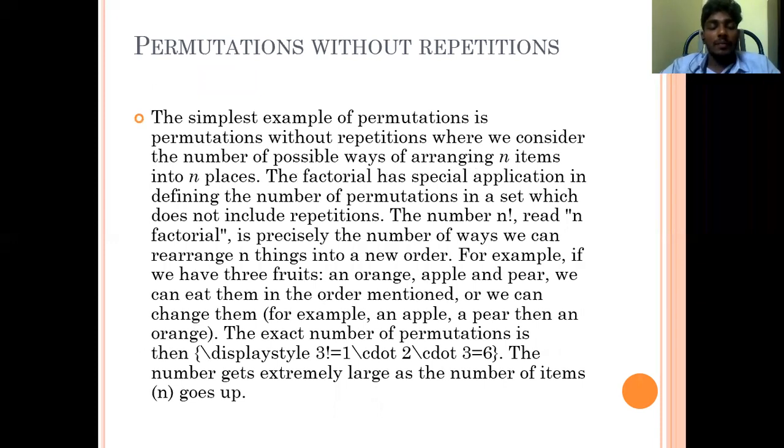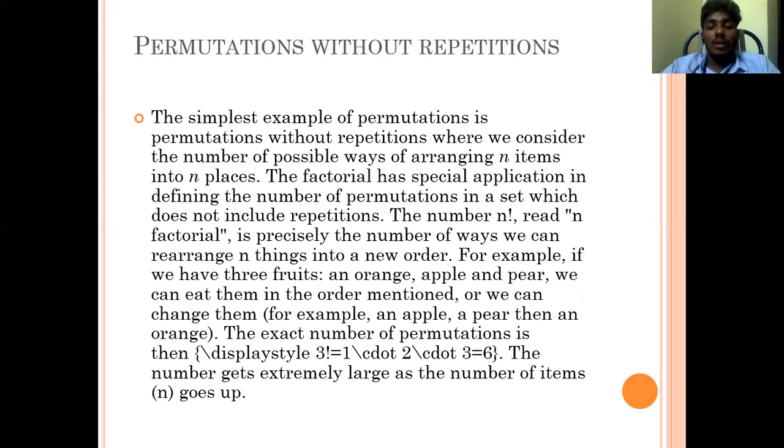Permutations without repetition. Here, the simplest example of permutations is permutations without repetition, where we consider the number of possible ways of arranging n elements into n places. The factorial has special application in defining the number of permutations in a set which does not include repetition. The number n factorial is precisely the number of ways we can rearrange n things into a new order.